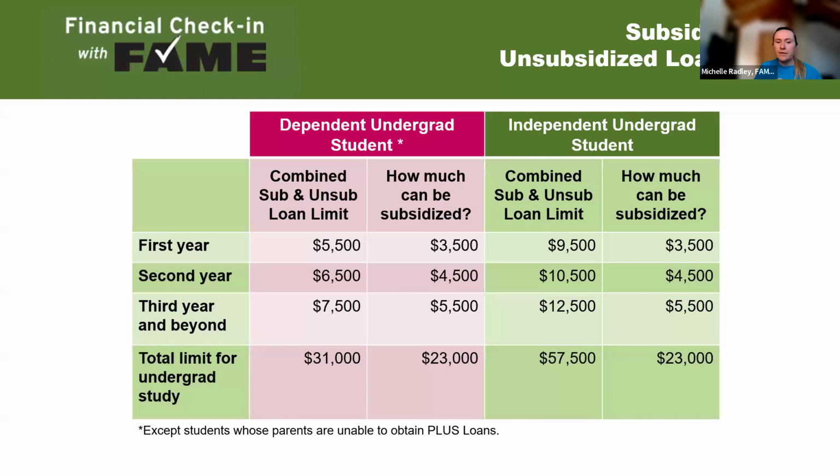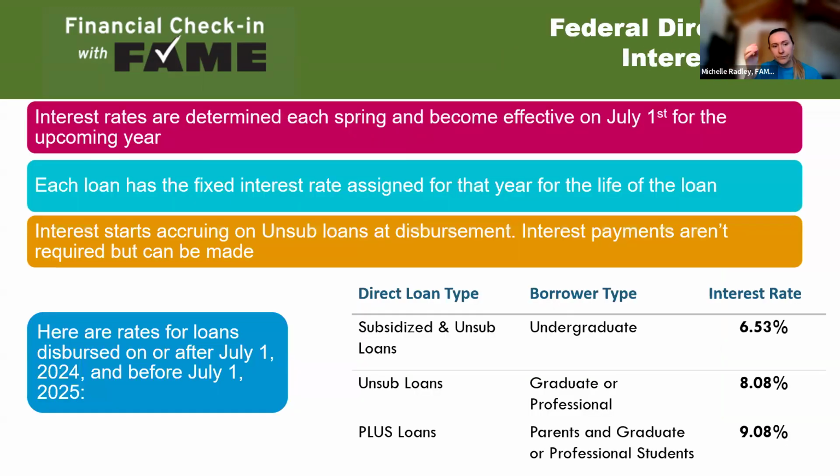The other thing I like to note is that this is only for students whose parents are able to obtain PLUS loans. If they were denied for a PLUS loan, then that would alter these amounts. But this is basically just a look at how that might look for a dependent or an independent undergrad student.